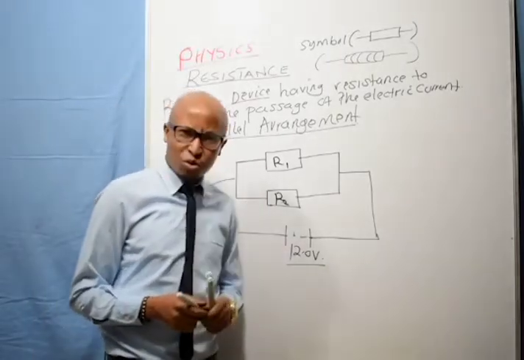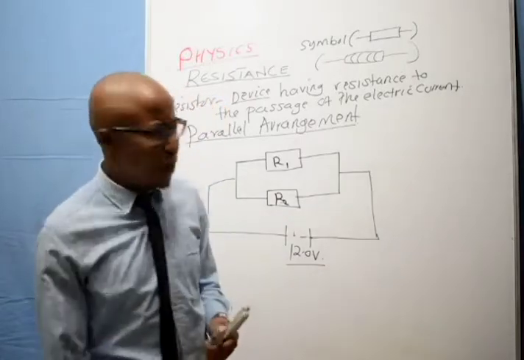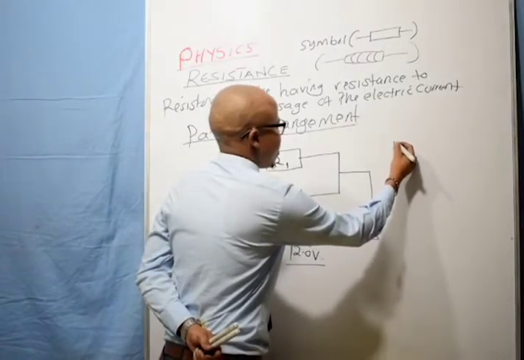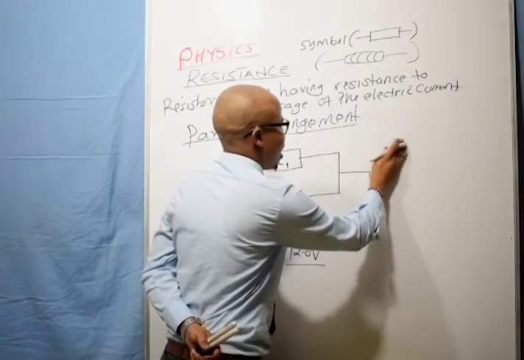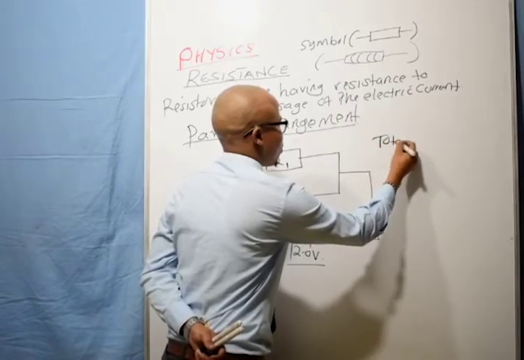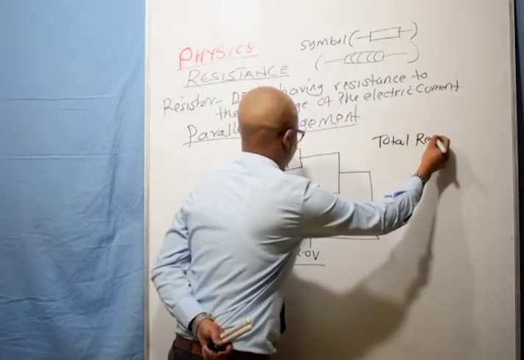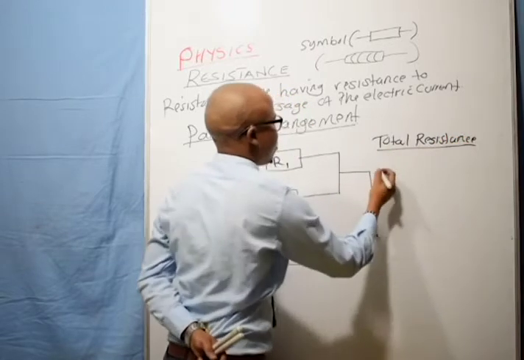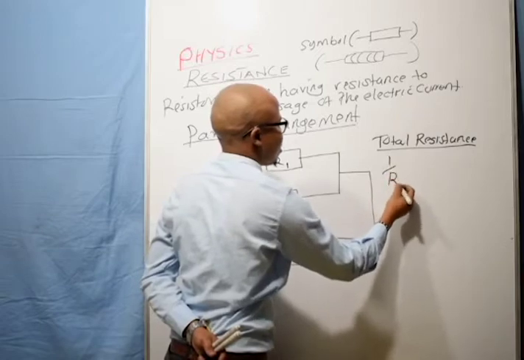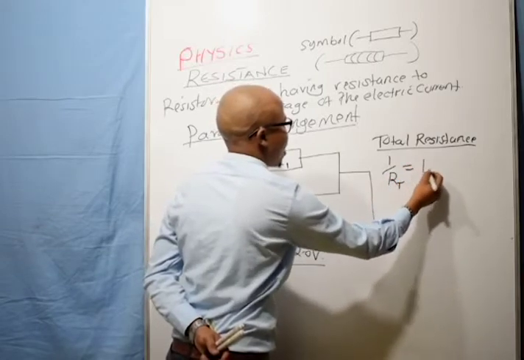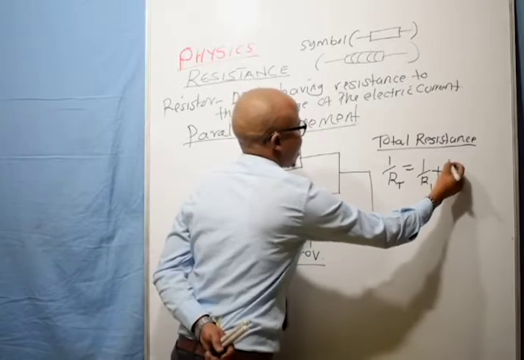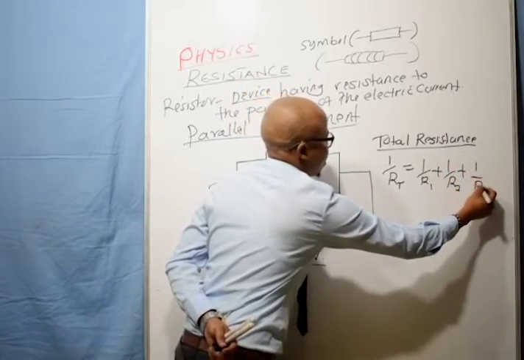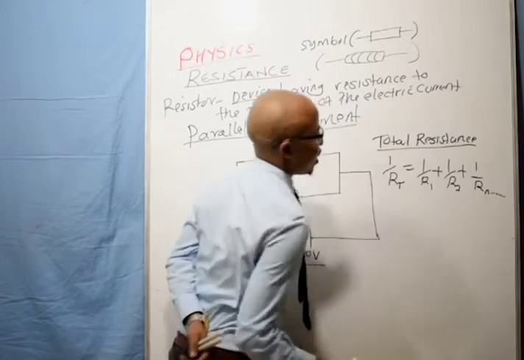So, what are you supposed to do? What are you supposed to know? How can we get the total resistance? We know that the total resistance is given by 1 over RT equals 1 over R1 plus 1 over R2 plus, all the way to 1 over Rn, going that way.